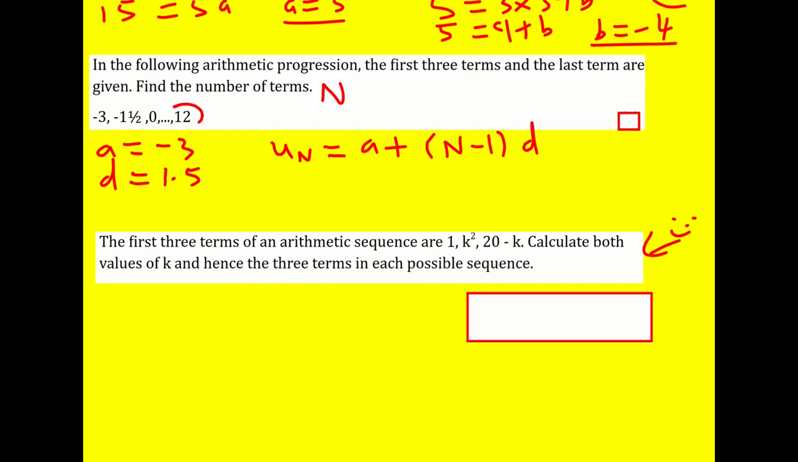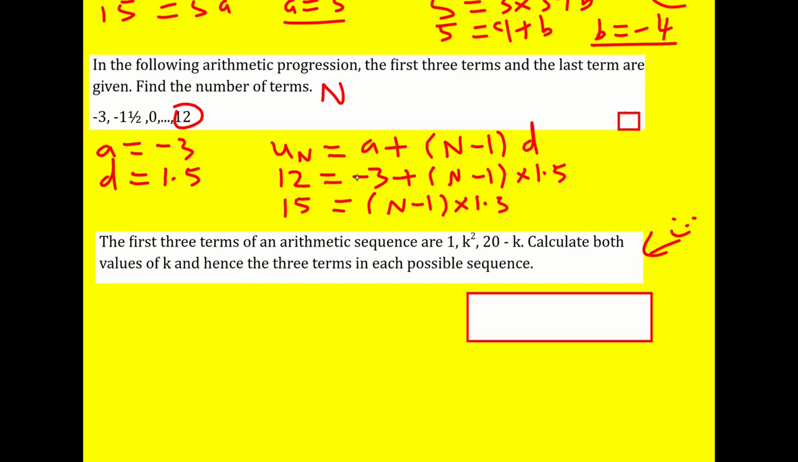So actually, my last term is 12. So 12 is equal to minus 3 plus capital N minus 1 times 1.5. And we've got an equation which we can solve. 15 equals n minus 1 times 1.5. Divide by 1.5. N minus 1 is 10. So n is equal to 11.